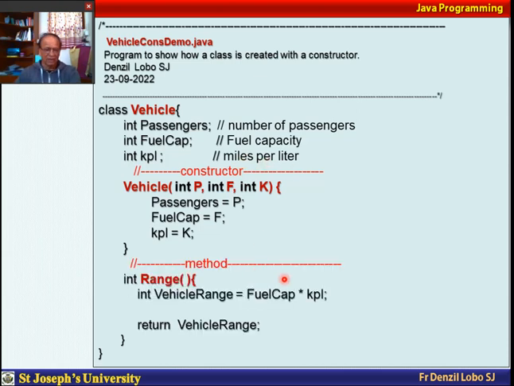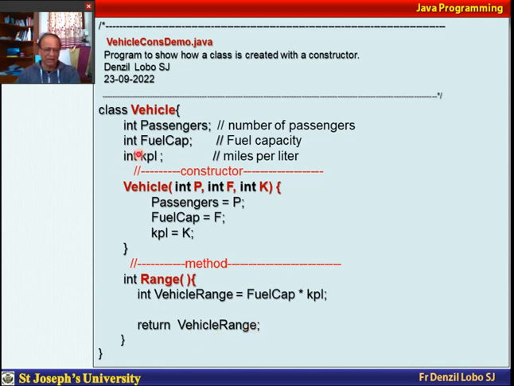Okay. Then with that we go to the methods. As you say, range: I find the range, fuel cap into KPL will give me the vehicle range, and return. It is a method which returns the range traveled by a particular vehicle.